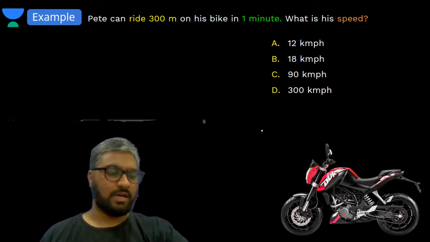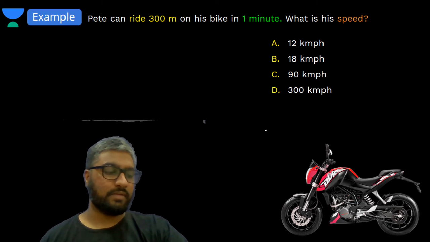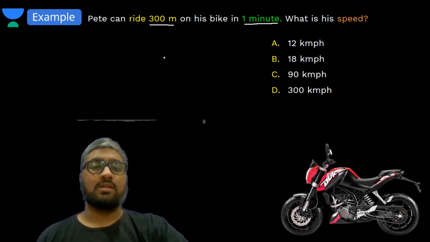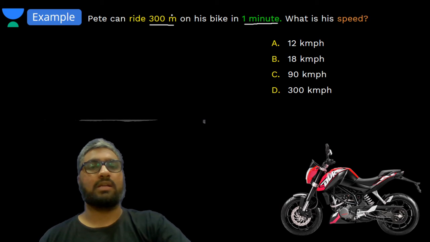So what is the answer? Anuj says 3000, Tanay says 18, Anuj 300. Okay, so 300 would be wrong, Anuj, of course, because what is asked? 300 meters is the distance covered in 1 minute. So meters per minute is no unit, right? Meters per minute is not a unit at all. It's either kilometers per hour or meters per second.